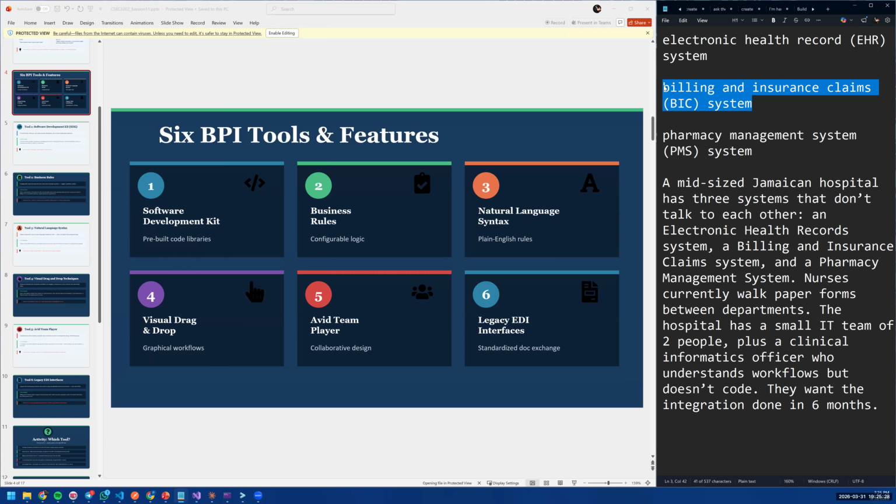Okay, yeah. So the key insight is that we only have 2 IT people in this case. Because we only have 2 IT people, we need to have tools that would let non-technical staff contribute more easily. So the visual drag and drop and the natural language syntax, those 2 are critical.